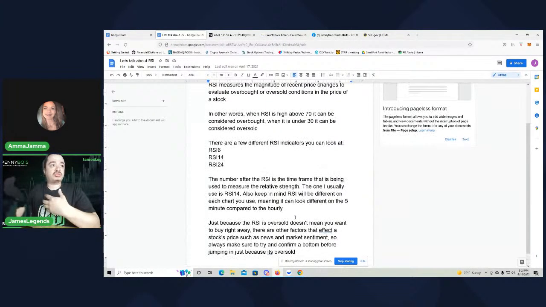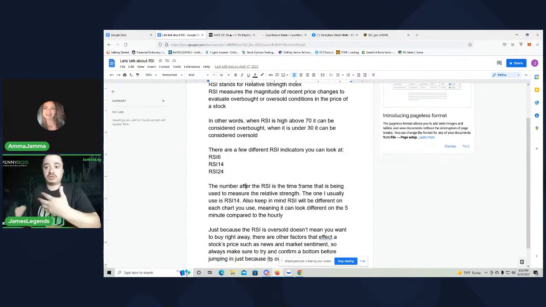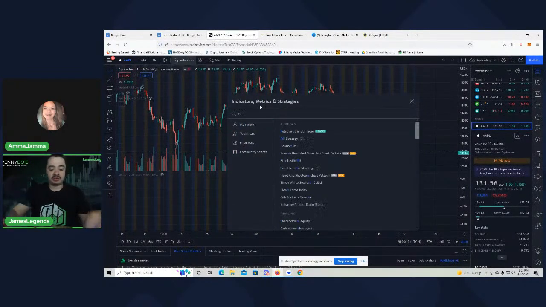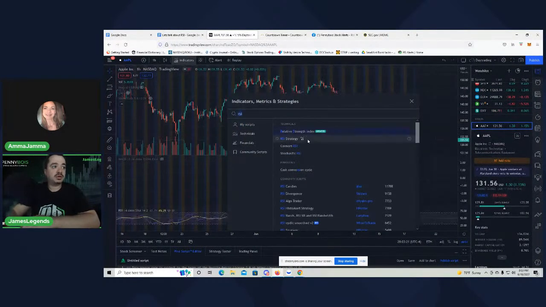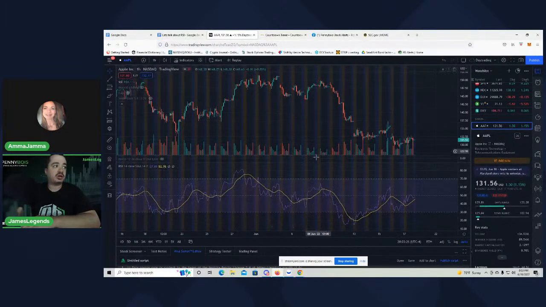Now, there's also one other way that you can use the RSI, and this is by looking for divergence. Okay, so there's two different types of divergence. There's bullish divergence and there's bearish divergence. So I'm going to come over here to TradingView to talk about this now. I'm going to slap on my RSI. Here's my relative strength index. Okay, we're going to make this bigger so that we can take a nice good look at it.